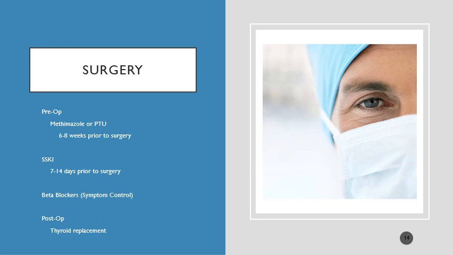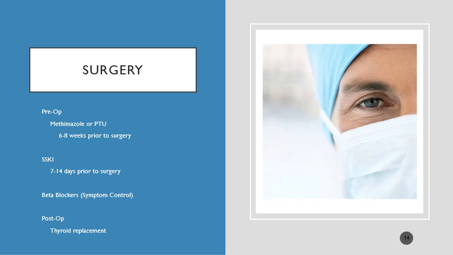As stated on the previous slides, another option for treating hyperthyroidism is surgery. Oftentimes, we have to give medications preoperatively in order to prepare the thyroid gland for surgical removal. Pre-op, you may see patients getting methimazole or PTU 6 to 8 weeks prior to surgery. They may also be getting SSKI in conjunction with that 7 to 14 days prior to surgery.